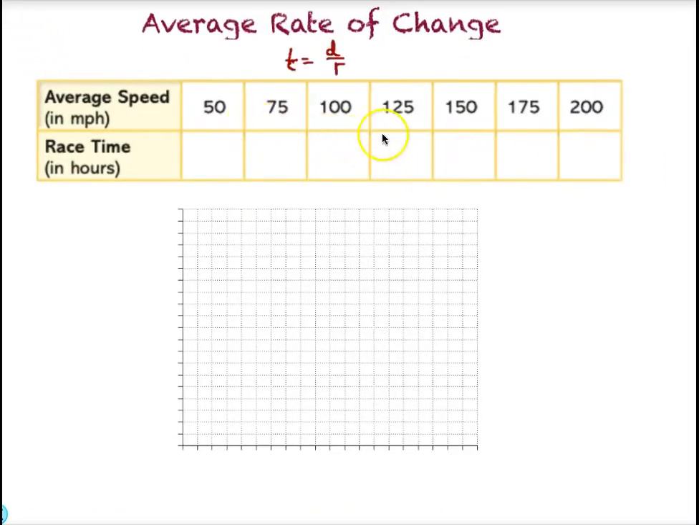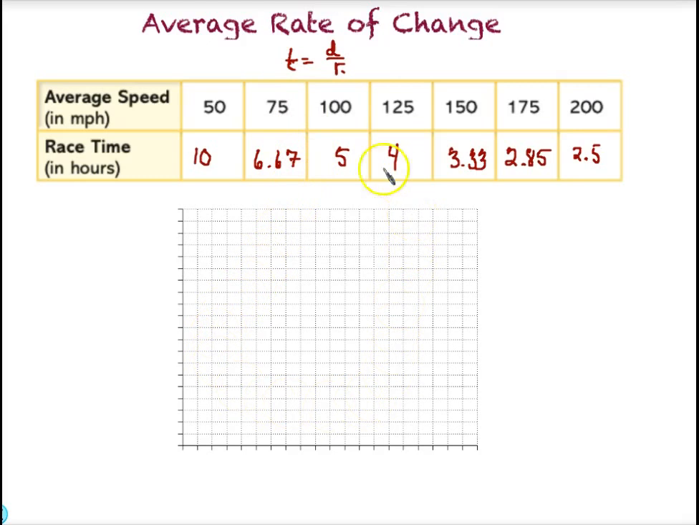For some of these values, we've already figured them out. But remember, in order to figure out our race time, all we have to do is take our distance, which is 500, and divide it by each of these speeds. When we do that, we know that 500 divided by 50 means that this person would have completed it in 10 hours, this person in 6.67, and so on until I filled out my table of values. So what I've done is I've taken this equation, and I know that my distance remains the same at 500, it's a constant, but my rate or my speed has changed. So I'm looking at the relationship between time and rate.